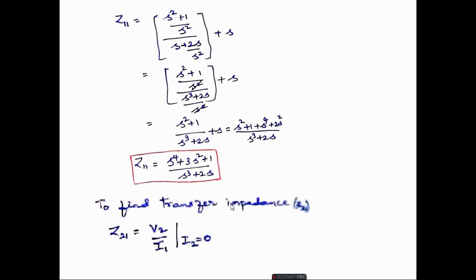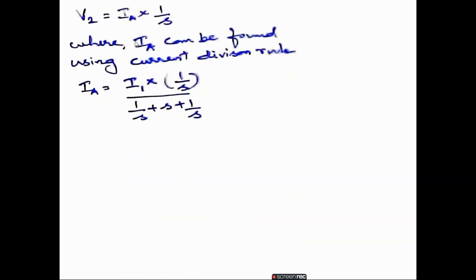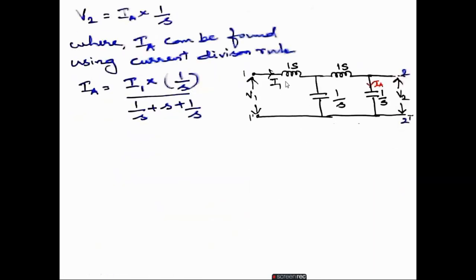Similarly, to find the transfer impedance Z21, we know Z21 is equal to V2 by I1, keeping port 2 open circuit, that is, I2 is equal to 0. So we have to find V2. What is V2? V2 is the voltage across this reactance.